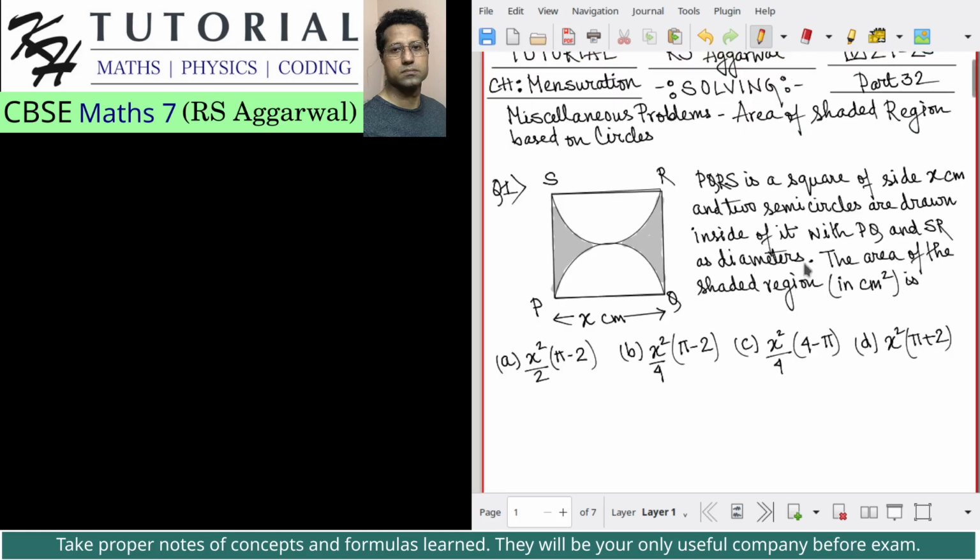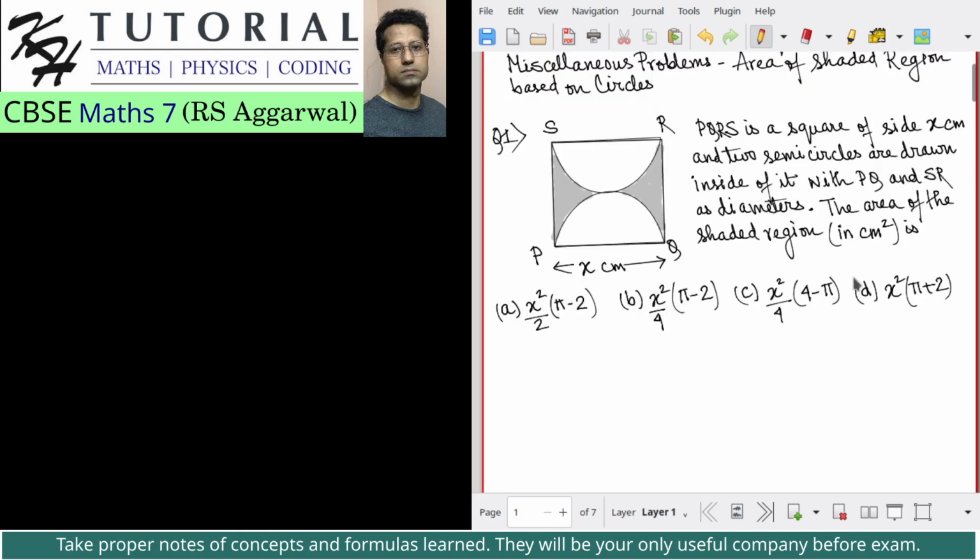Okay, so the first problem says there is a figure. It says that PQRS is a square of side x centimeter, and two semicircles are drawn inside of it with PQ and SR as diameters. The area of the shaded region is. So PQRS is a square, so we have this side is also x, this side is also x, and this side is also x.